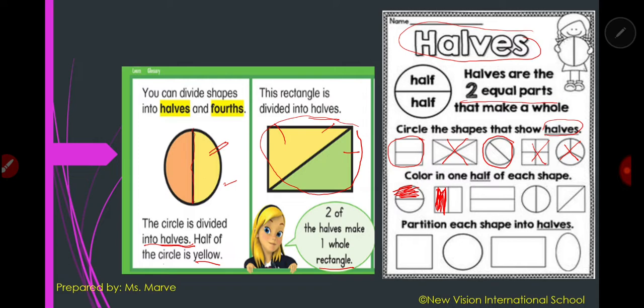Alright, so let's check your answer. I will color this part only, and this part only, and this part only.